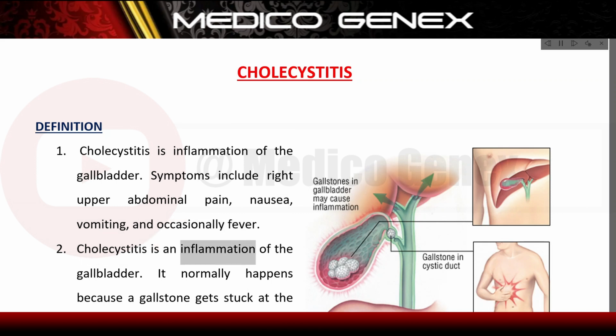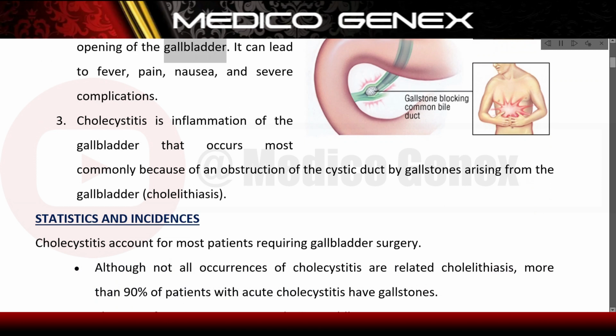Cholecystitis is an inflammation of the gallbladder. It normally happens because a gallstone gets stuck at the opening of the gallbladder. It can lead to fever, pain, nausea, and severe complications.